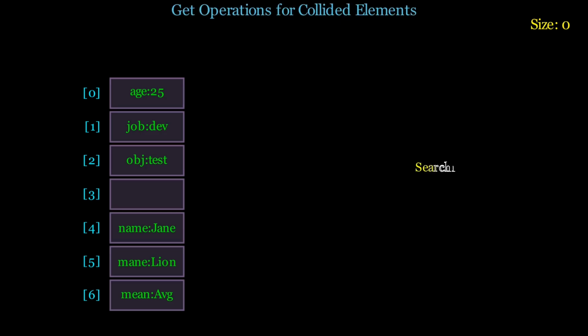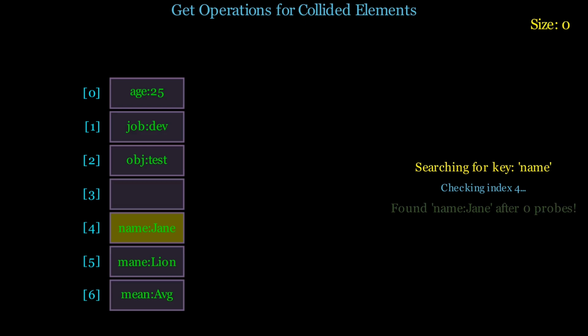Now let's see how to retrieve the data when collisions have been encountered. We search for the key name. We start at its original hash index and find it immediately. For main, we start at the index 4 and see that it contains a different key, and continue probing until we find it at the next index, 5.